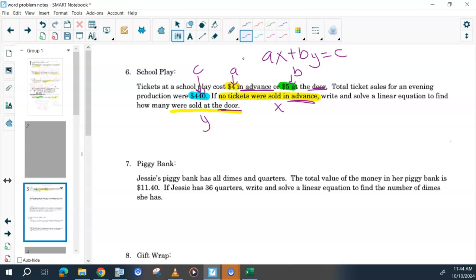So when we start to set this up, I have A, which is 4. If no tickets were sold in advance, what number would that be? 0. Plus 5, I don't know what Y is, equals my total 440.